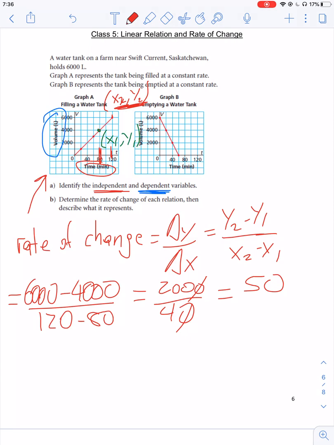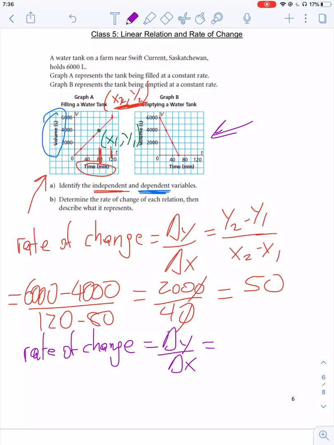Now for the rate of change of the second one, let me do the second one in a different color. Let's say purple. This one over here is done in purple. So the rate of change is equal to the change in y divided by the change in x, which is y2 minus y1 over x2 minus x1. Pick any point. Let's go with the points that are really visible. I think these two are really easy, this one and this one.